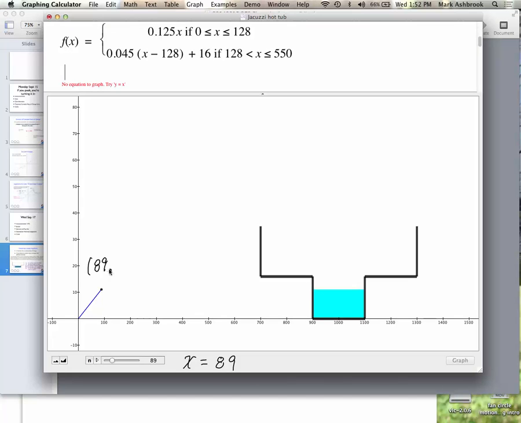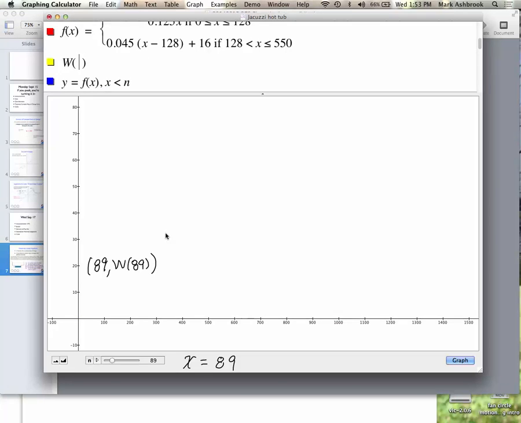So without our calculator, we could say 89 and what could we write? This is perfectly valid. And that W of 89 means, what does that mean? Height of the water when there's 89 gallons. When there's 89 gallons, it's the height of the water. Okay? How can we use graphing calculator very quickly to find this height? What can I do? So what should I type to very quickly find W of 89?